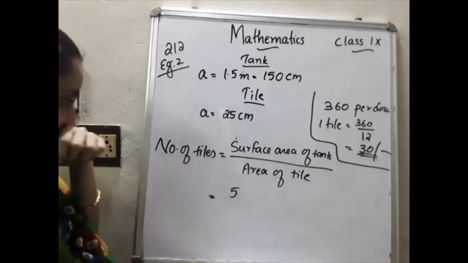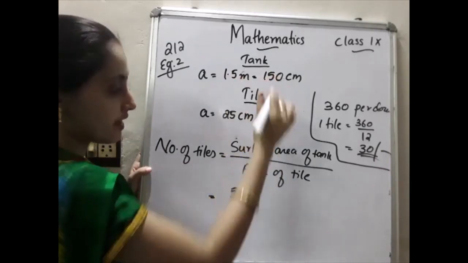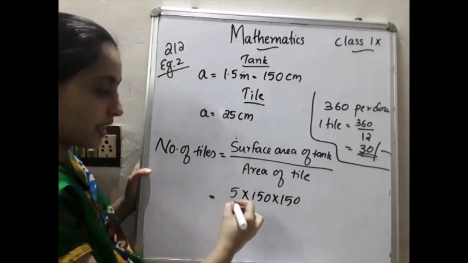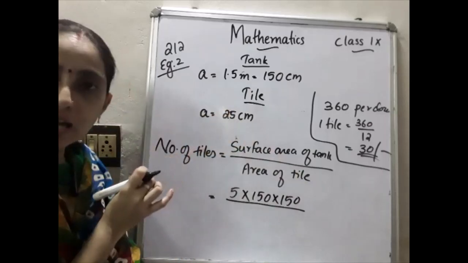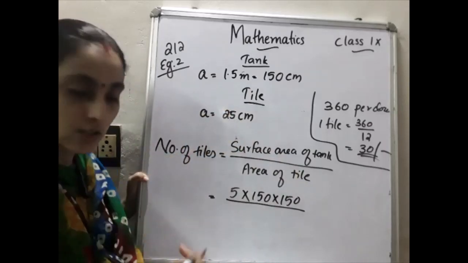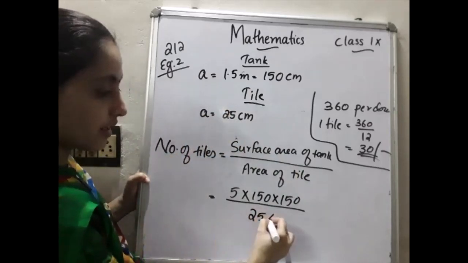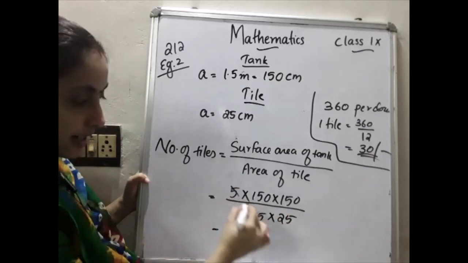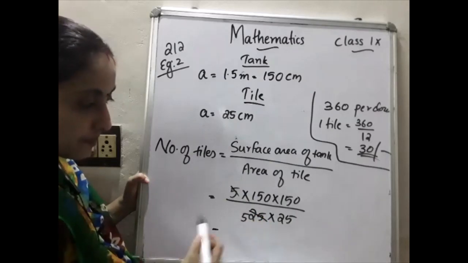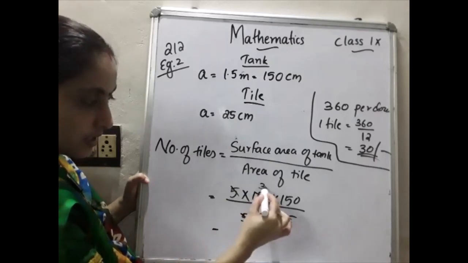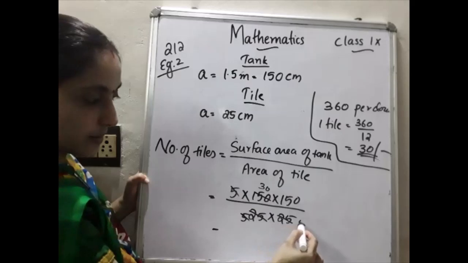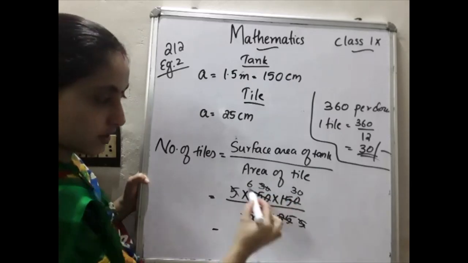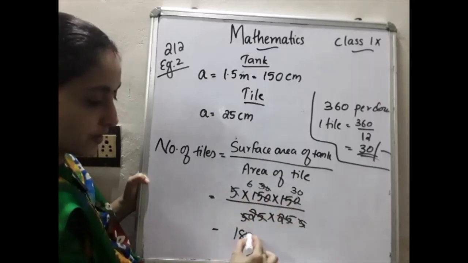Is it? So 5 into a is given as 150 into 150, divided by the area of the tile. This is a square tile. What is the area of a square? It is a square, so we can write 25 into 25. Cancelling by 5, it becomes 30, then by 5 it becomes 5, by 5 it becomes 6, and by 5 it becomes 30. So the answer will be 6 into 30, that is equal to 180.